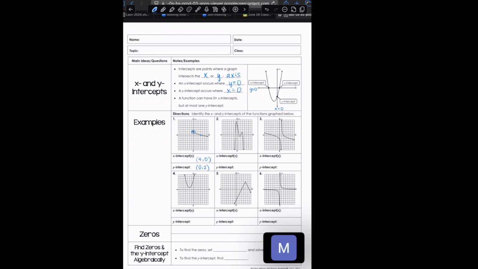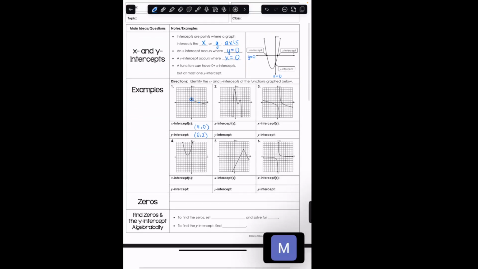Let's do 4 and 6. So x-intercepts on number 4 here. So we actually don't have any, right? It doesn't cross the x-axis anywhere. So our x-intercepts, we don't have any. And then our y-intercept is where it crosses the y-axis. 1, 2, 3, 4, 5. Looks like right there, 5. So 0, 5.